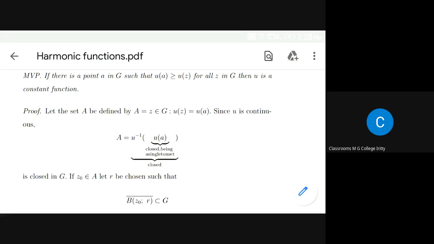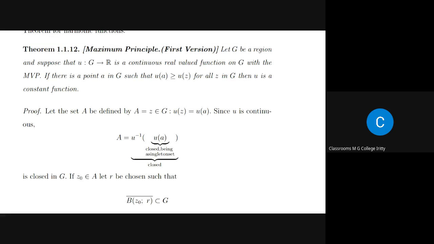Also, there is an immediate corollary of this result: if there is an a with the property that u of a is greater than or equal to u of z for all z in G, and if u is non-constant, the point a must be on the boundary of G. Okay?